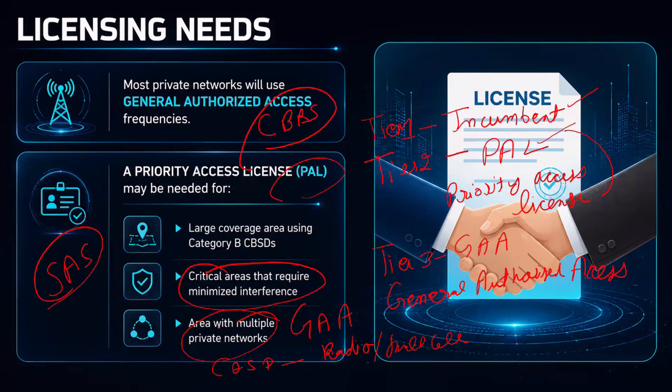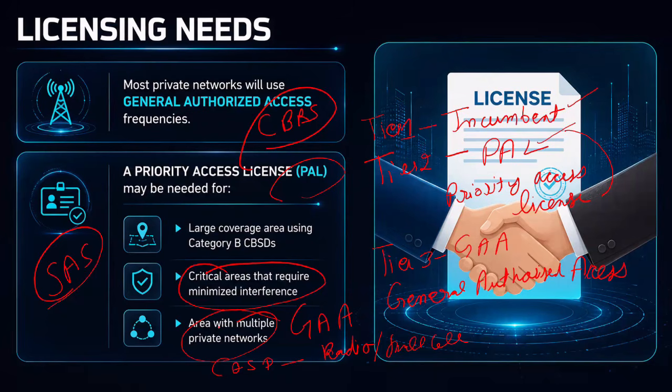So during the planning stage, we need to ask: what spectrum is available? Are we using GAA or PAL? What other CBRS networks are operating nearby? What kind of interference are we expecting? What type of CBSDs are we deploying? Are we using Category A or Category B? And ultimately, can the selected spectrum support our required coverage, capacity, and other performance targets?